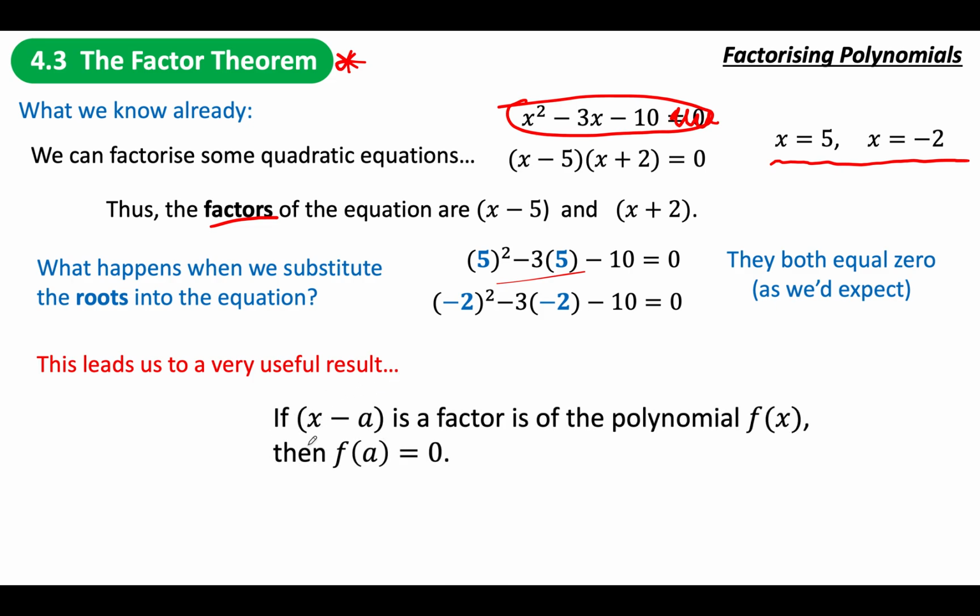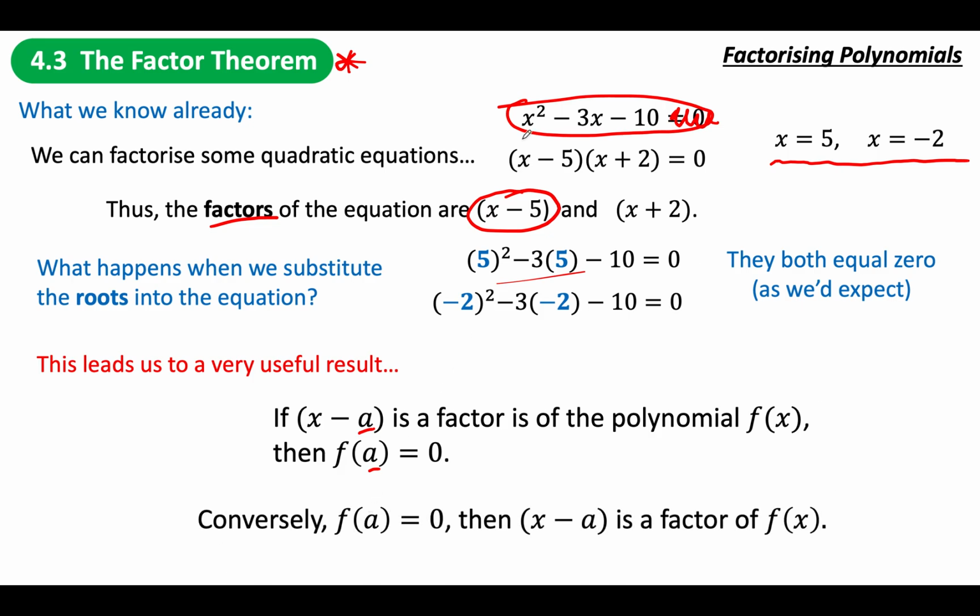If x minus a is a factor of a polynomial, so for example here, x minus 5 is a factor of this polynomial, then f of that number there, a, will equal 0. Basically, if x minus 5 is a factor, putting 5, positive 5, so the opposite sign, into our equation makes it equal 0. Okay, now the reverse of that is the important bit.